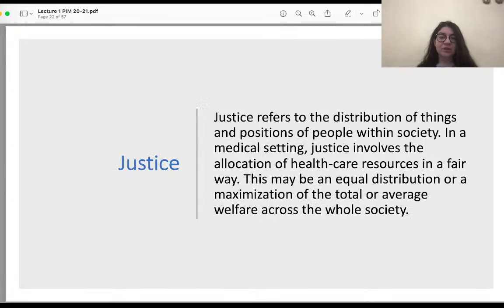Justice. Justice refers to a distribution of things and position of people within society. In a medical setting, justice involves the allocation of healthcare resources in a fair way. This may be an equal distribution or a maximization of the total or average welfare across the whole society.